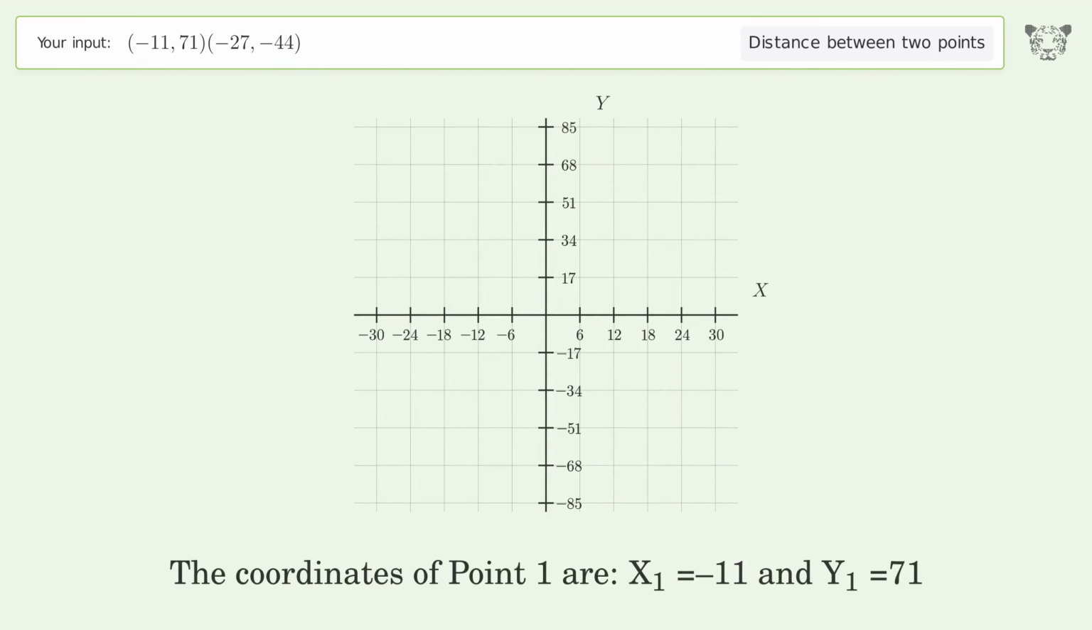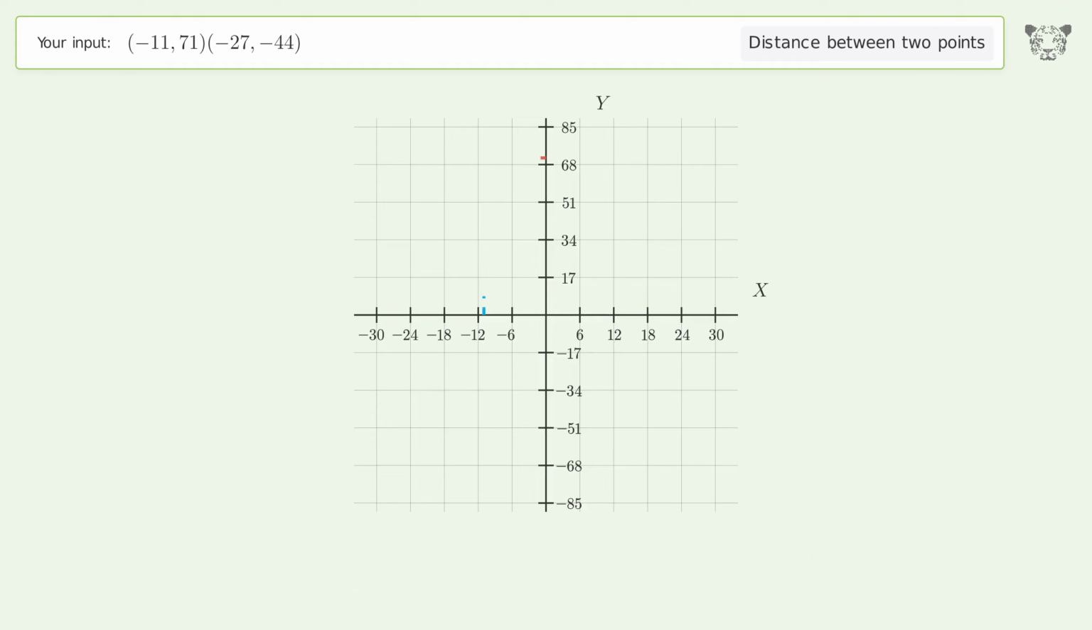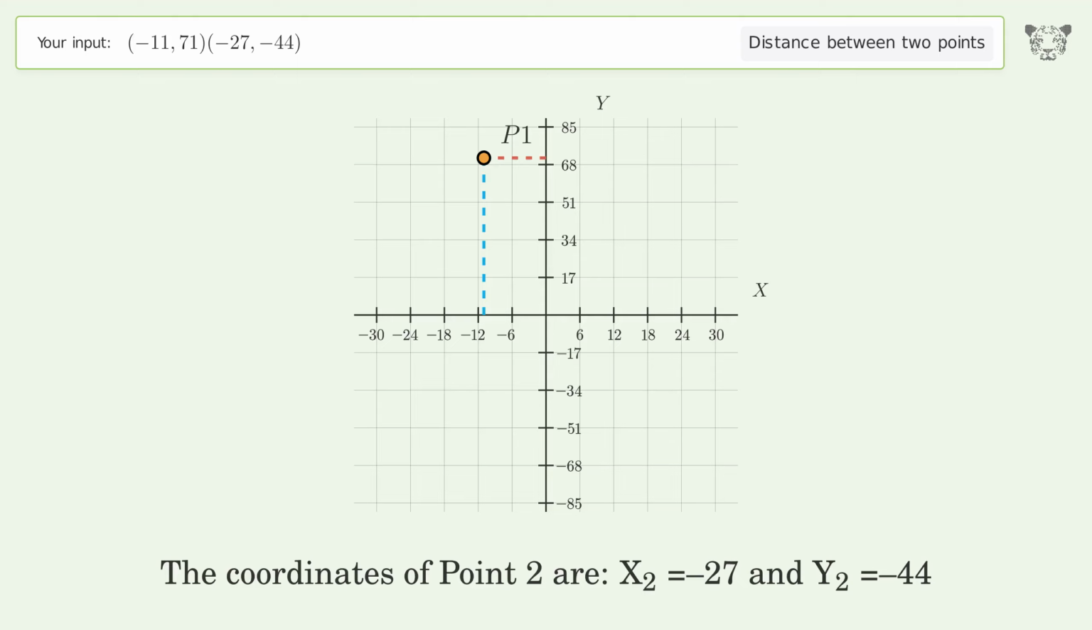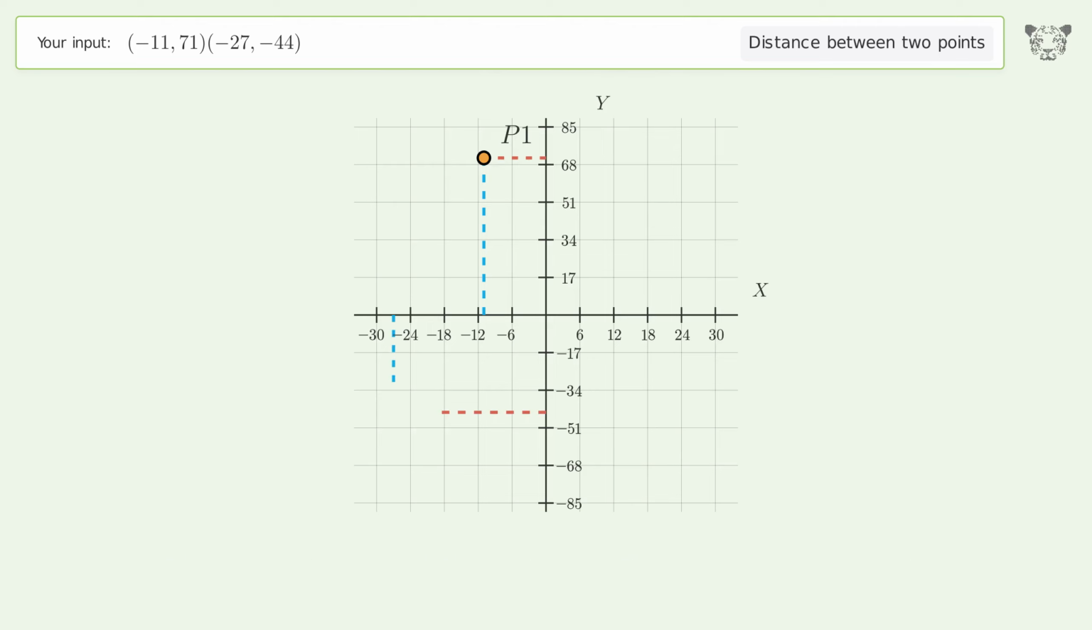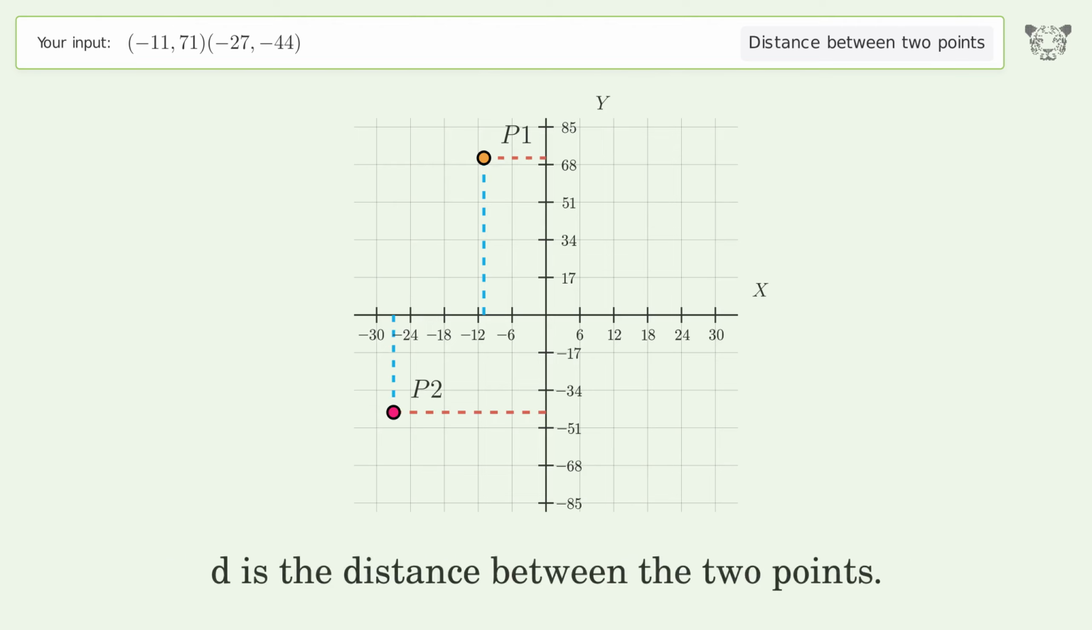The coordinates of point 1 are x1 equals -11 and y1 equals 71. The coordinates of point 2 are x2 equals -27 and y2 equals -44. D is the distance between the 2 points.